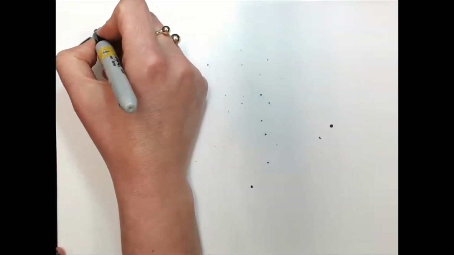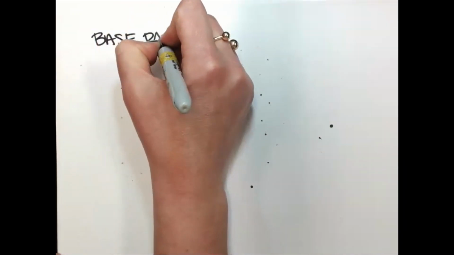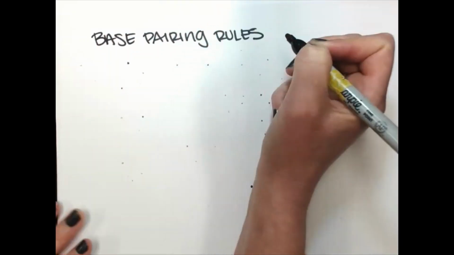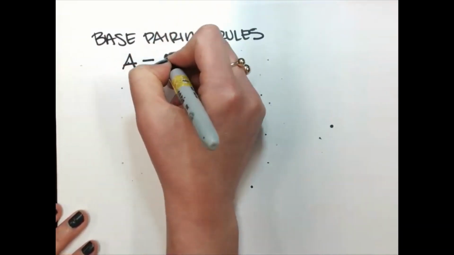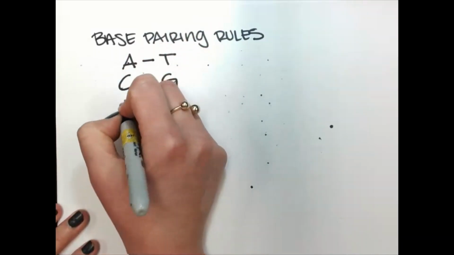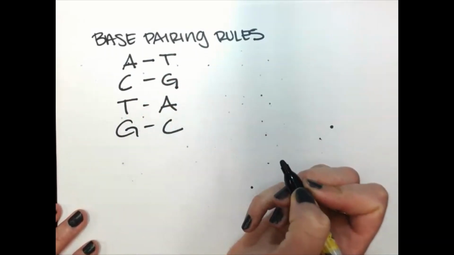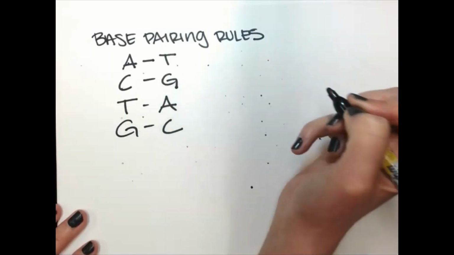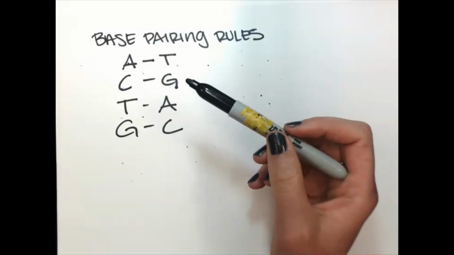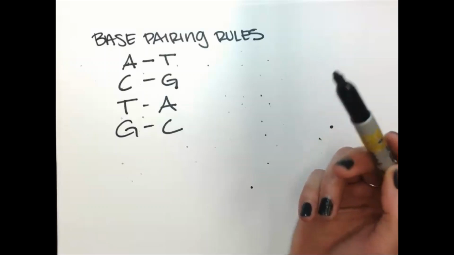So, a couple of things to remember here. You've got your base pairing rules. So, A base pairs with T, C base pairs with G. Again, T goes to A, G goes to C. Now, I used to remember this when I was in high school, that the straight ones, like A and T, base pair together, and the curvy ones, C and G, base pair together. I don't know, it worked for my brain.